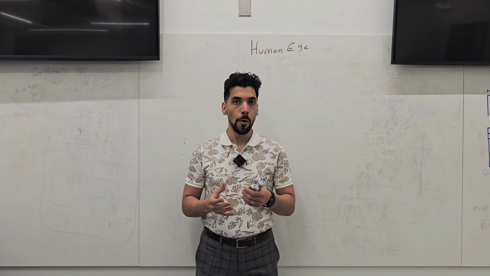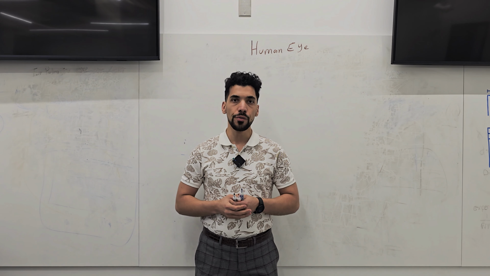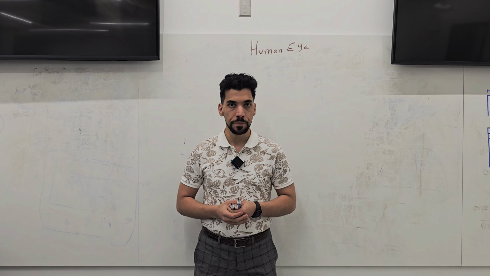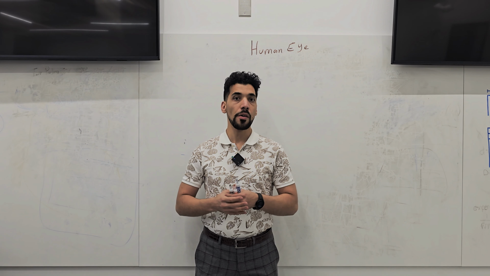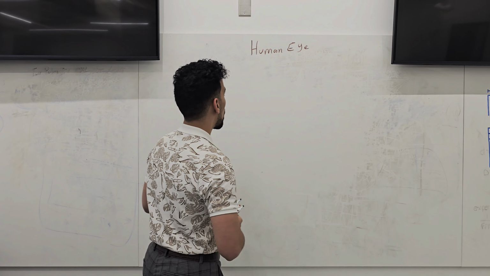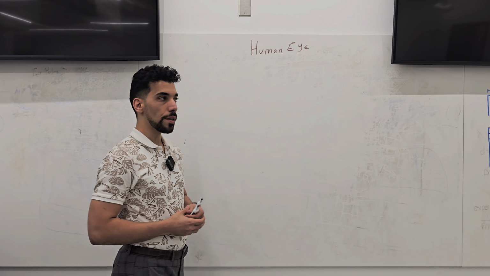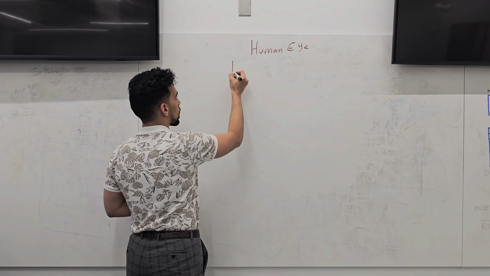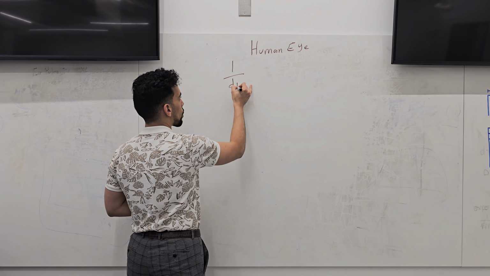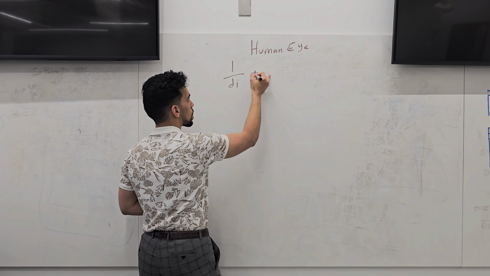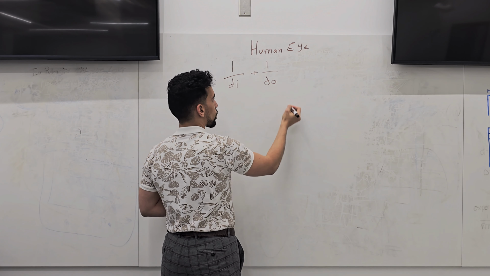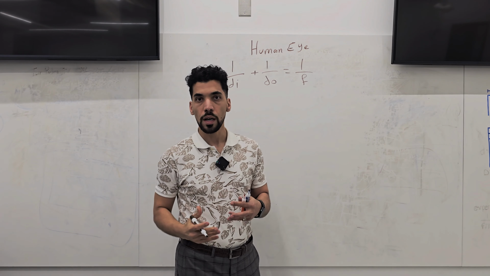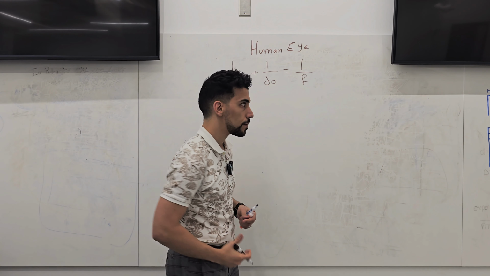Hello everyone, I hope you are doing well and you are ready for our new experiment about the human eye. So this video is going to talk about the theoretical part, and to start with we need to remember the lens equation: 1 over the distance of the image from the lens plus 1 over the distance of the object from the lens is equal to 1 over f, where f is the focal length of the lens itself.